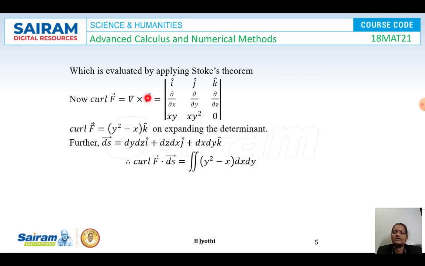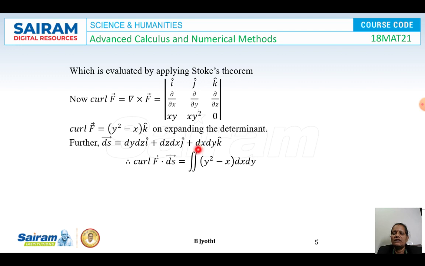So now the curl f is equal to del cross f, that is given by the determinant consisting of the first row as i j k, the second row as dou by dou x, dou by dou y and dou by dou z, and the third row as xy square and 0. Next, the curl f is given by (y squared minus x) k on expanding the determinant. Further, ds is given by dy dz i plus dz dx j plus dx dy k. Next, curl f dot ds will be (y squared minus x) dx dy, because we have only the k term.